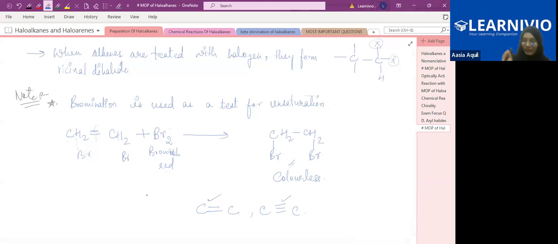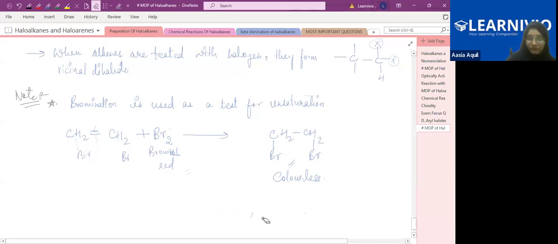So when you get this colorless molecule, it confirms the test for unsaturation. It shows that there is an unsaturated compound in which you put bromine. So bromination is basically used as a test for unsaturation. Just remember this one. Is it clear, Lubna, Rimdha, and Utsia? Yes, ma'am. Okay, write this point.